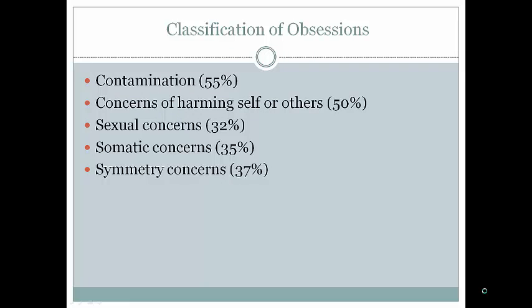In terms of obsessions, contamination ones are 55%, concerns of harming self or others 50%, sexual concerns 32%, somatic concerns 35%, and symmetry concerns 37%. So you'll see that these total more than 100%, and many people have multiple obsessions.